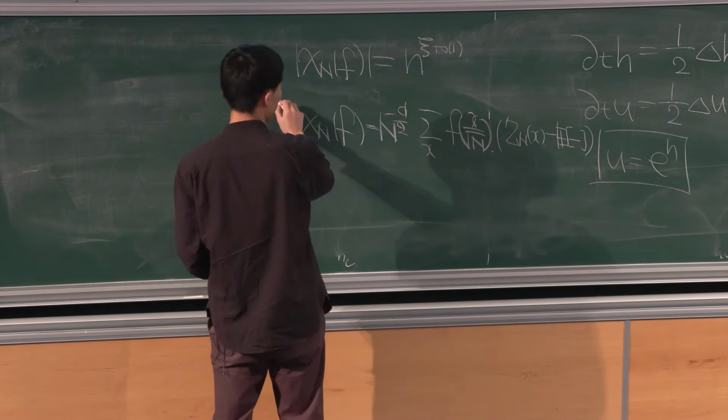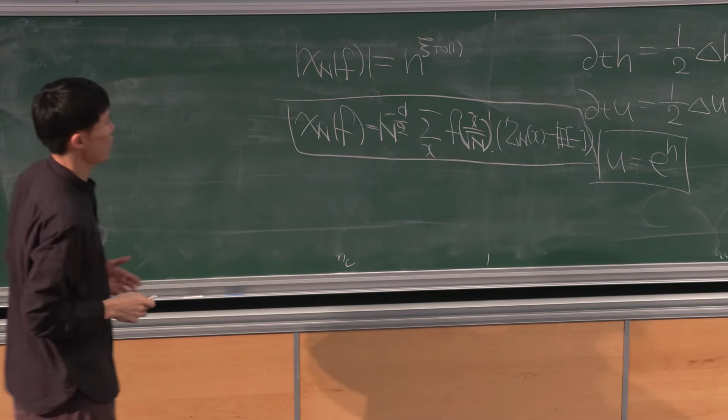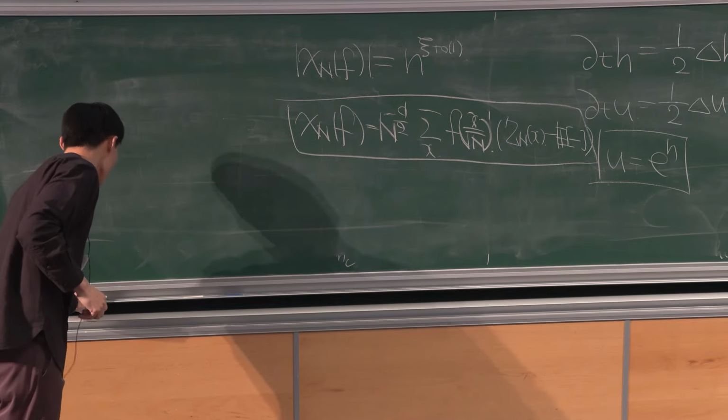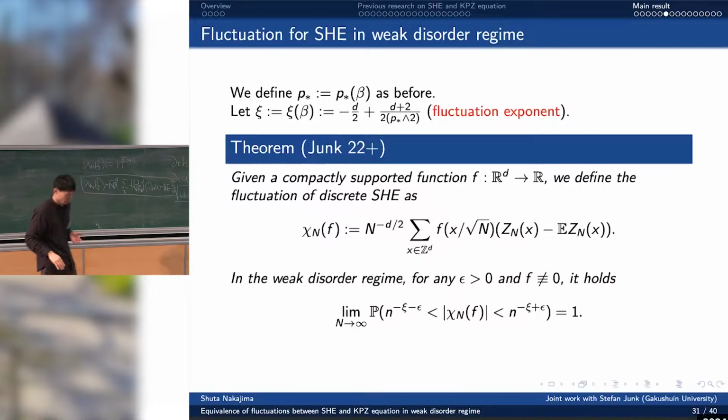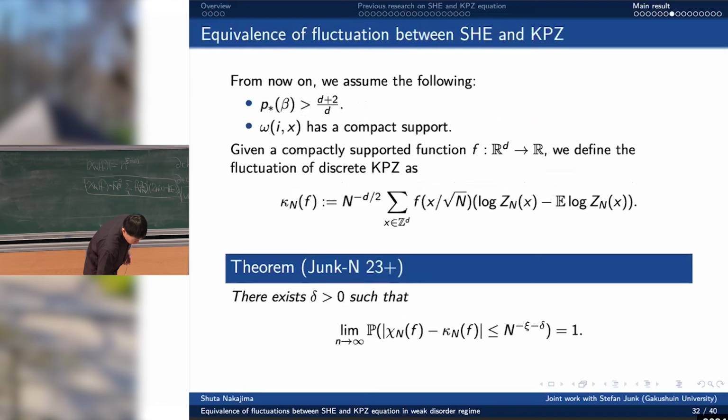Okay, so this is a SHE fluctuation, and this has an order n^{-c} in this case. But still, we don't know the scaling limit of this object. But we know the order of the fluctuation of SHE. Okay, this is our main result.